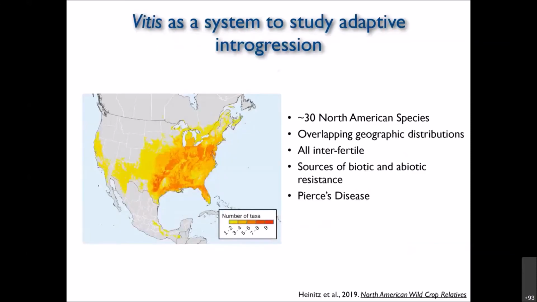So what we did is, I'll say again, Vitis is a great system for a lot of things. And one of the things it's great for is looking at these kinds of adaptive introgression events. Here's why. They're all interfertile. So there's roughly 35 species in North America, and they're all interfertile. They are often overlapping geographically. And so this map shows you how many taxa are in different parts of North America.